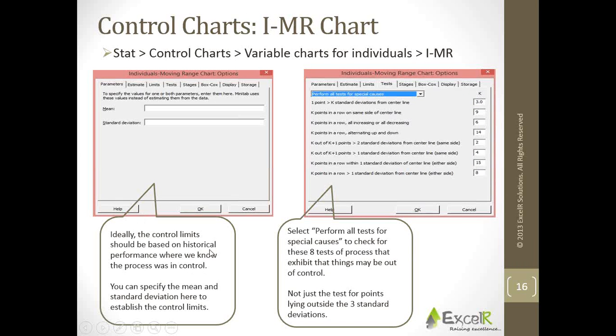Ideally, the control limit should be based on historical performance where we know the process was in control. You can specify the mean and standard deviation here to establish the control limits. All right. What we have done is by default there was one test which was selected. We have removed that and we have selected an option which will ensure that all the tests are performed.